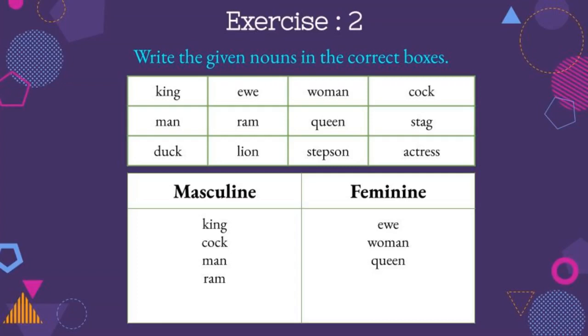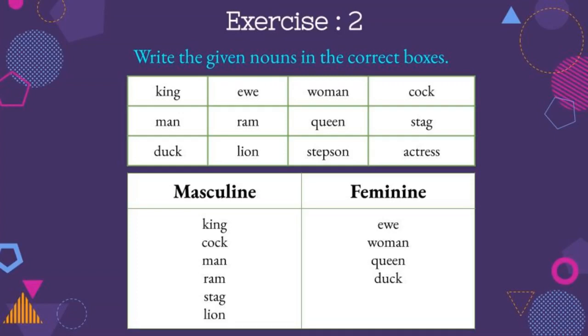And the next one is stag. Yes, we have seen this word in the previous exercises also. What do you mean by stag? Stag means male deer. So we should write the noun stag in the masculine box. Yes, and the next word is duck. What do you mean by duck? Duck is feminine. Actually, duck is a female animal. So we should write duck in the feminine box. Okay, and the next one is lion. Lion means male animal. So we should write the noun lion in the masculine box.